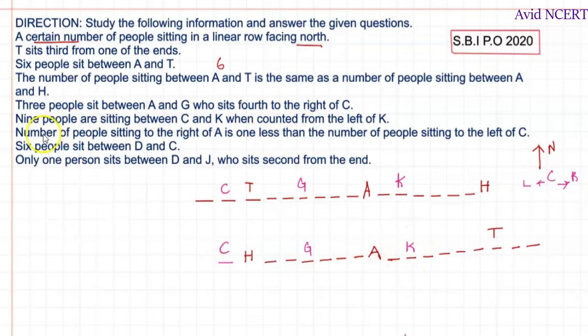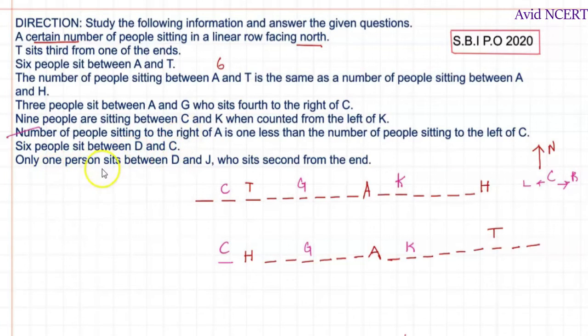And next sentence is the number of people sitting to the right of A is 1 less than the number of people sitting to the left of C. So we are still not sure about the number of people sitting to the left of C in this case. So we are skipping this for now. 6 people sit between D and C.